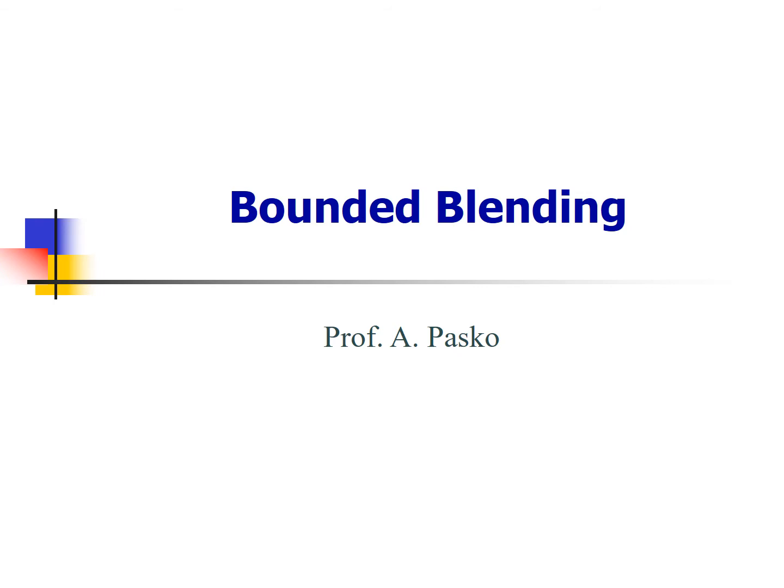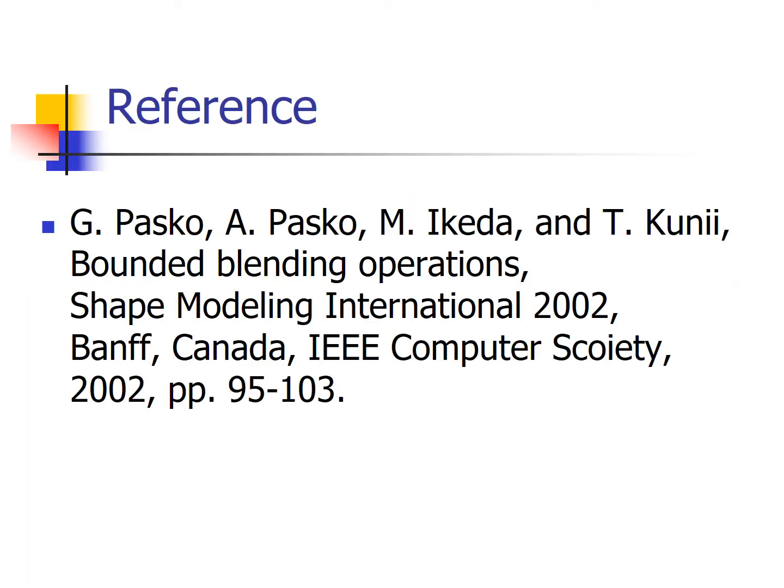A blending operation in shape modeling generates a smooth transition between two surfaces. Such operations are usually used in computer-aided design for modeling fillets and chamfers. Bounding blendings means controlled blending operations. This lecture is based on this article.